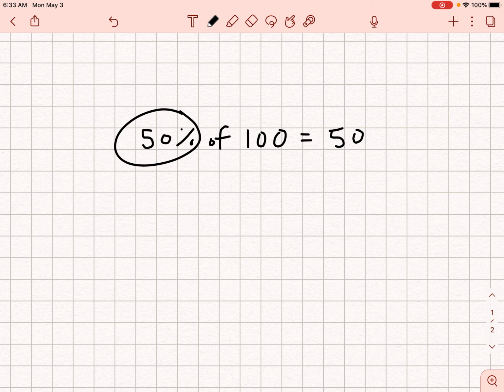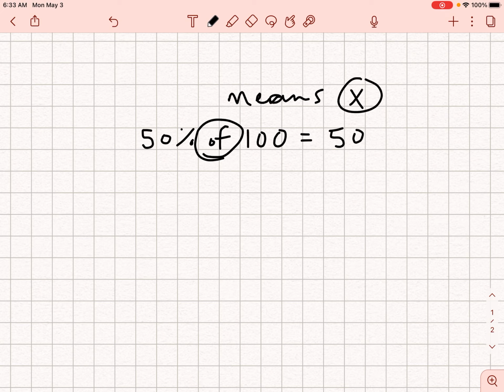So to find the percent of a number, we know that this word "of" means multiply. So this is going to be a multiplication problem. So it's like saying 50% times 100. Now, in order to solve a problem like that, we need to use what we already know about percents. So the first thing we're going to do is turn 50% into a decimal.